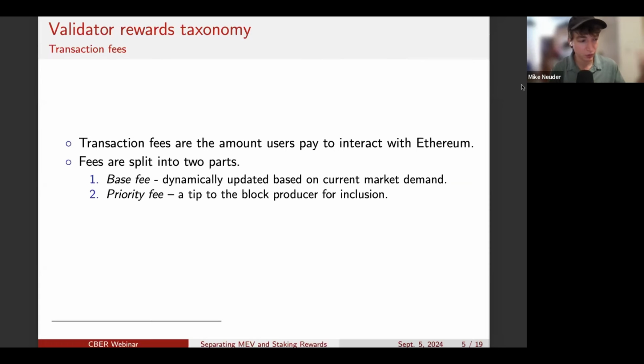And I say, okay, the posted price is maybe like 0.01 ETH, but I really want to get this transaction in the next block. So I'm going to give another 0.01 ETH to the person creating the block in hopes that they'll include me right away.